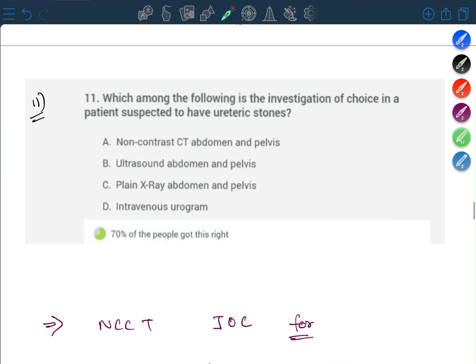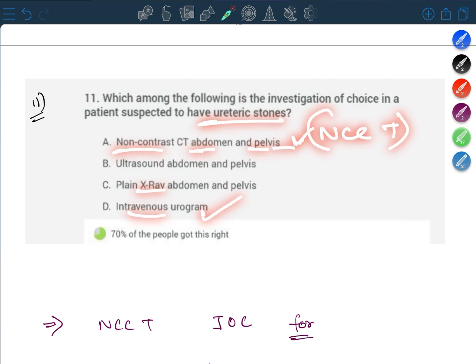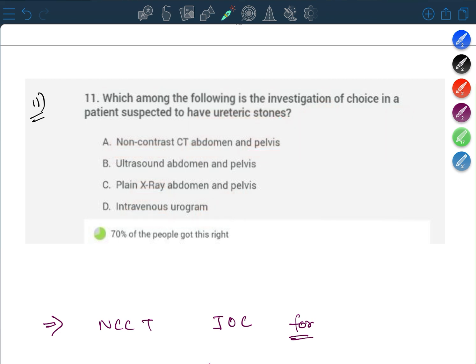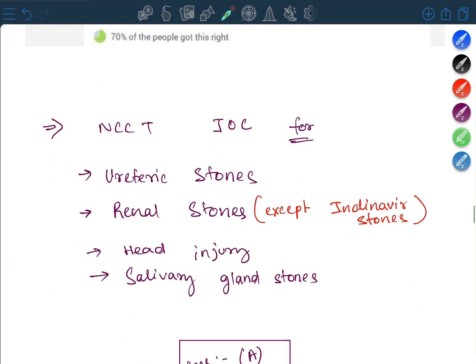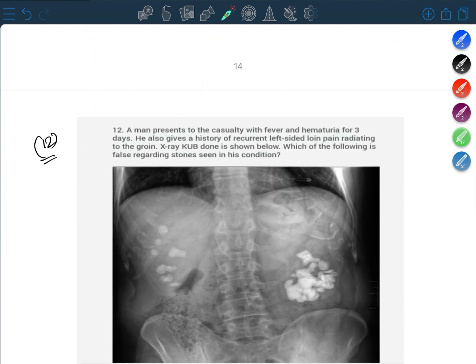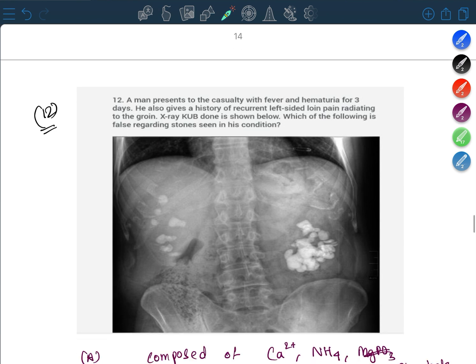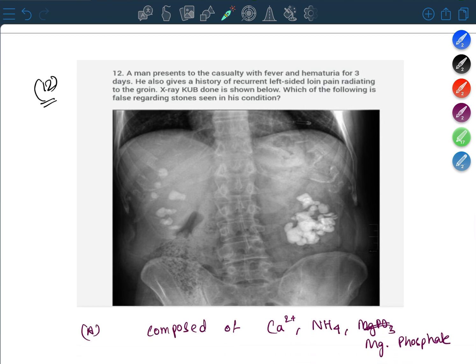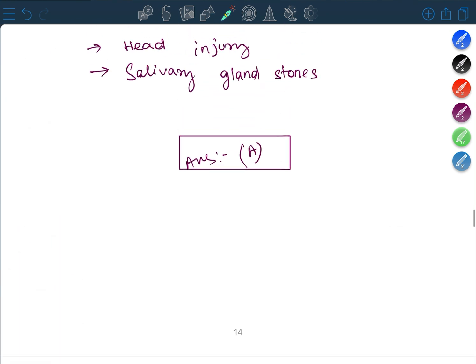So for ureteric stones, always non-contrast CT abdomen and pelvis, NCCT. Not plain X-ray, not IVU, for stones. Intravenous urogram is for what? For dilatations or something like that. But NCCT is here. For stones, it is NCCT. Amen. Let's move on to the next question.